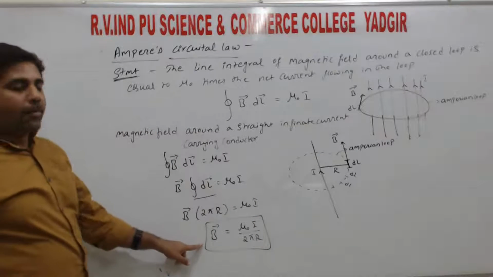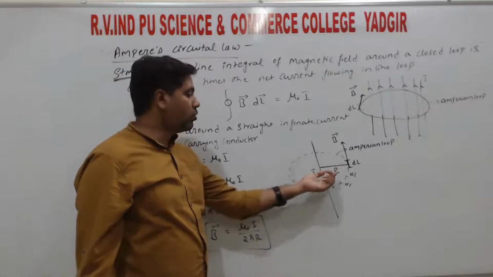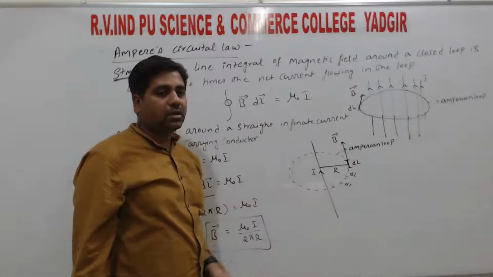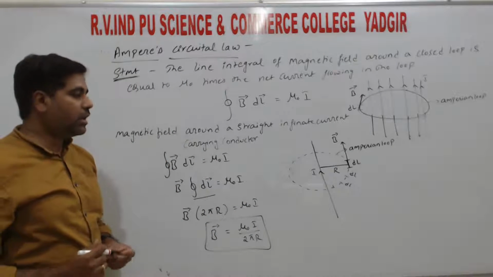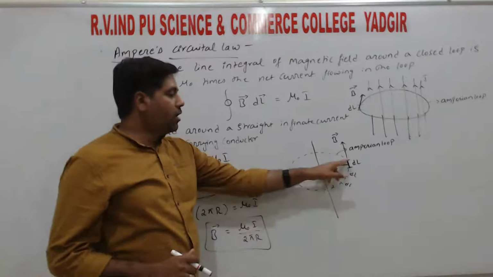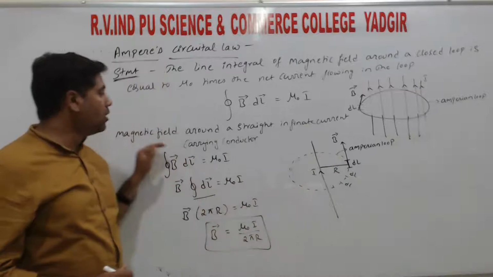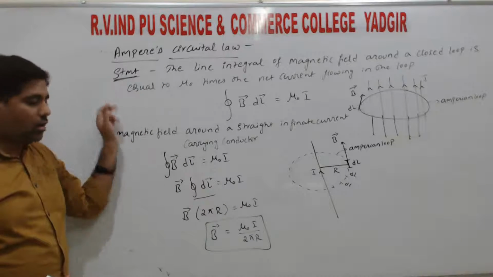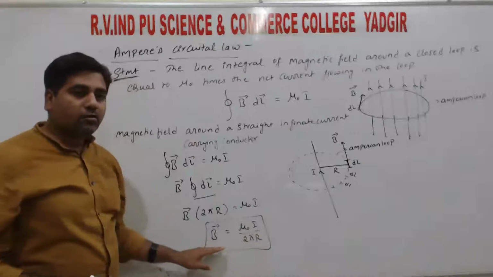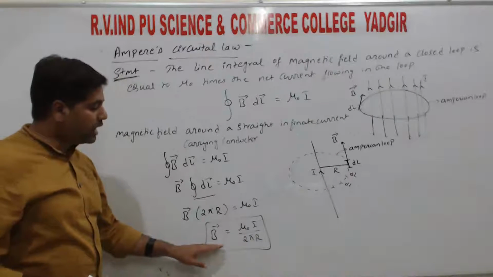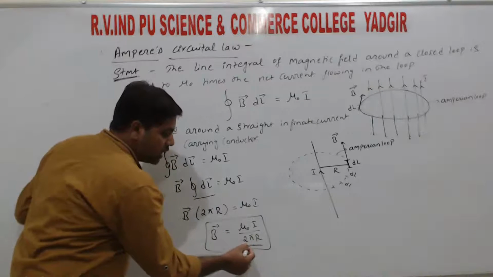So this is the magnetic field around the straight wire carrying the current. So in any conductor or wire in which current is flowing, we can find the magnetic field around it, right? That is by using Ampere's circuit law. So we get the relation B is equal to mu naught I by 2 pi r. So again magnetic field is a vector, so it has both magnitude and direction. So here we derived only the magnitude.